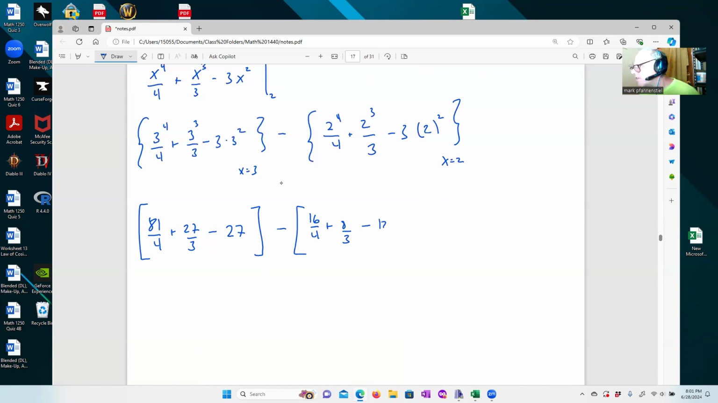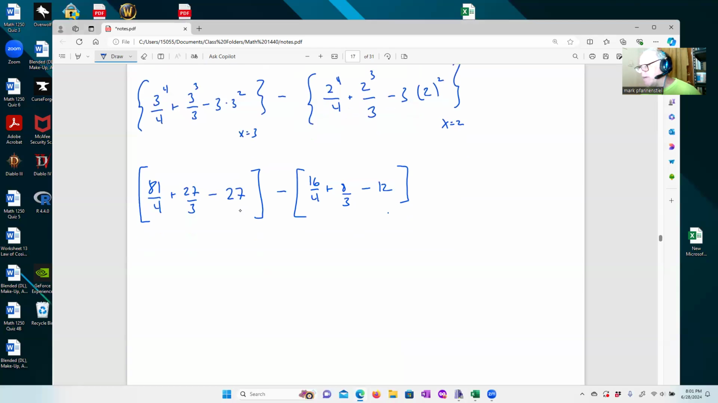So again, we have x equals 2, x equals 3, so I kind of tell where I am with this. We'll do one more round of simplifications here to say this is 81 over 4, 27 over 3 is 9, minus 27. Then I've got minus 16 over 4 is 4. This negative is going to distribute, so we have minus 8/3. Again, this negative distributes, so we end up with positive 12.